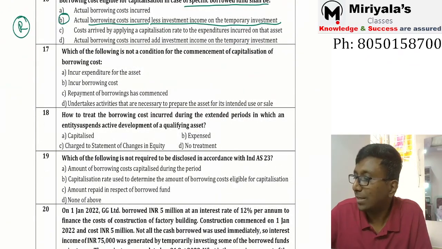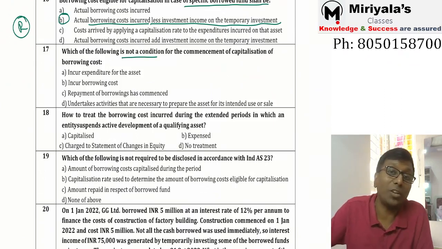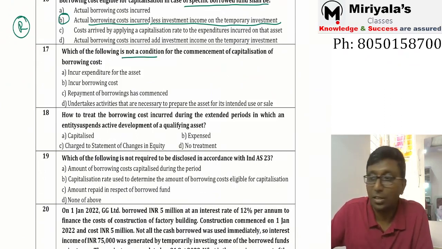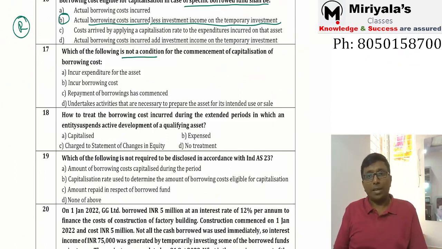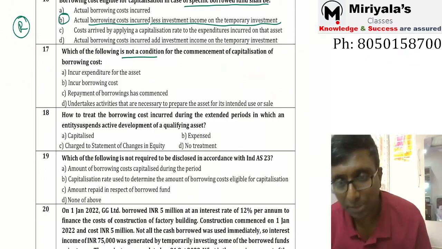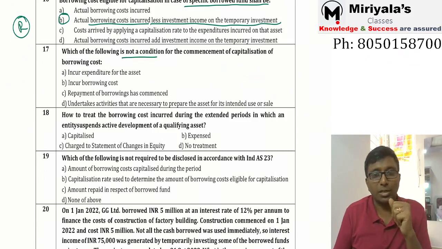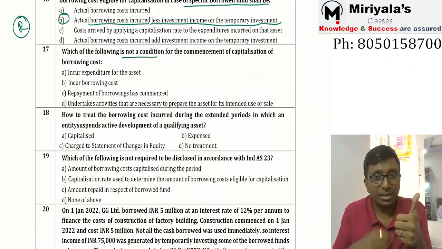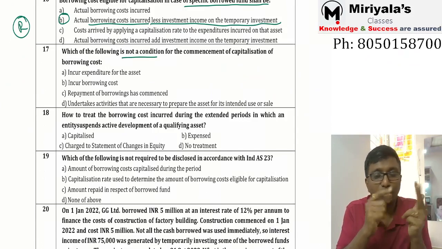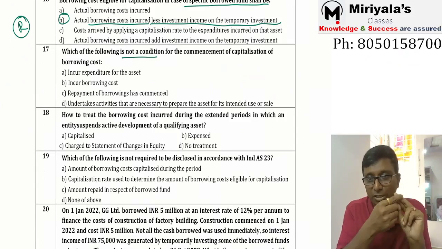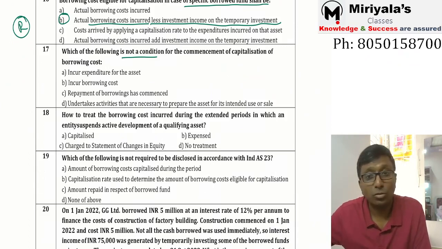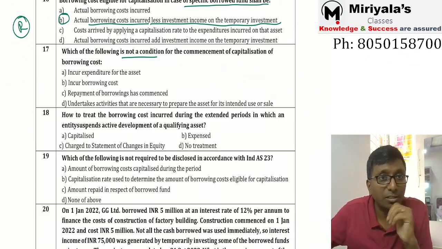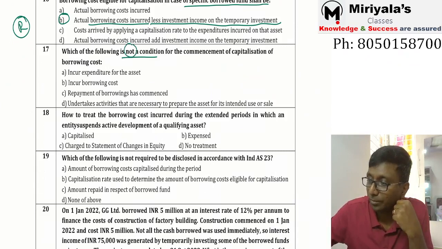Which of the following is not a condition for commencement of capitalization? See, commencement of capitalization, in the summary I have explained. Three conditions you are supposed to satisfy. You should have started incurring expenditure on the qualifying asset, started incurring the borrowing cost, and activity should be in progress. That's all. When you satisfy all the three conditions, then you are supposed to capitalize. So, right. Tell me now which is not a condition they told. Answer me.